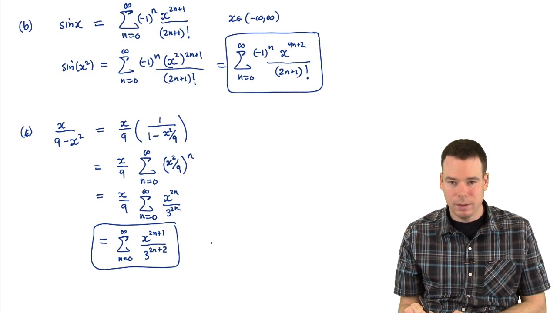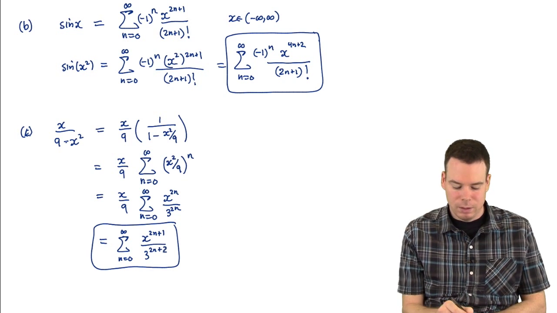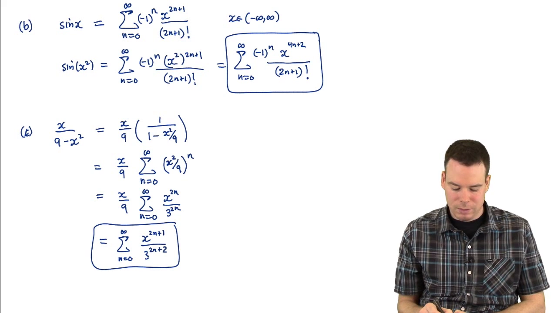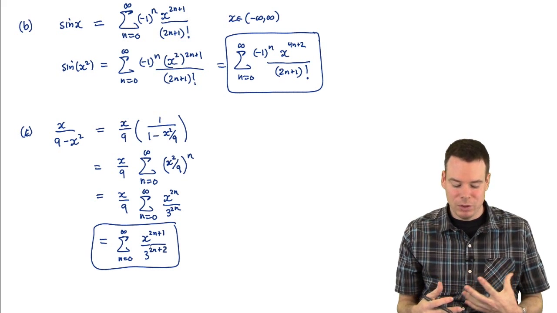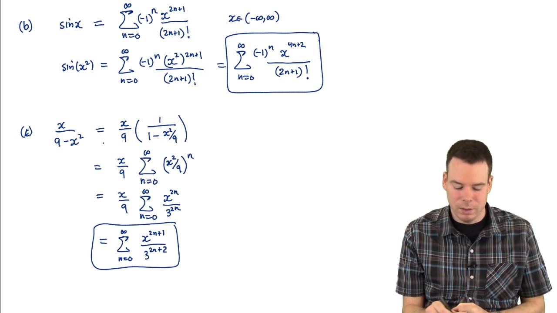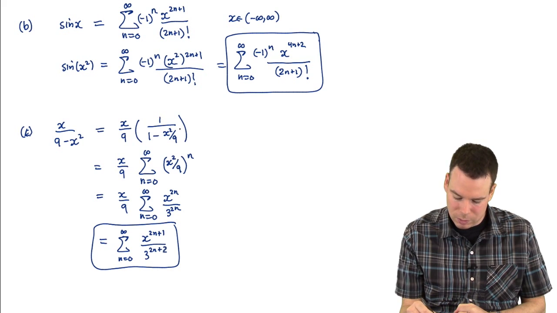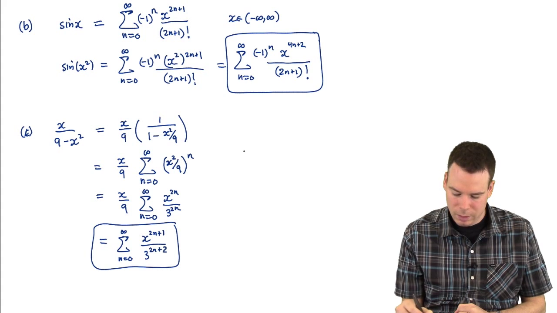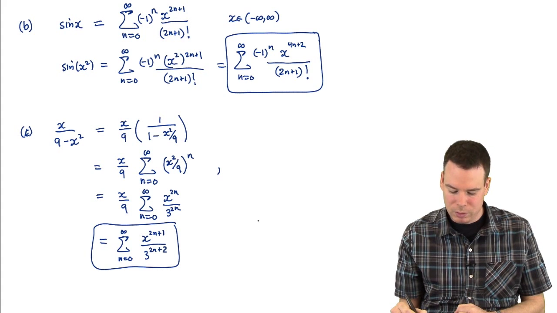Where is this valid? Notice that just writing this doesn't indicate for what x values I have the equality. So I have to backtrack up here and ask where these things were valid. The first expansion was done here, 1 over 1 minus x squared over 9. I used the fact that it was a geometric series.